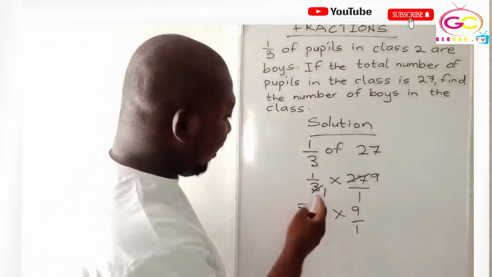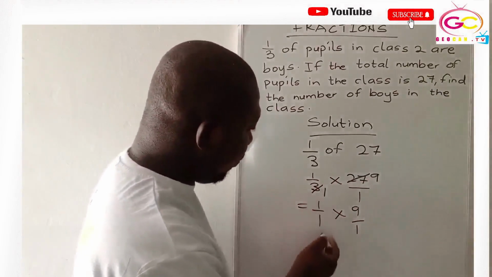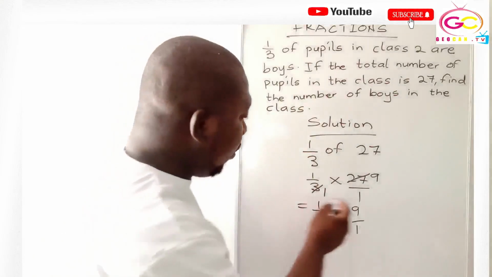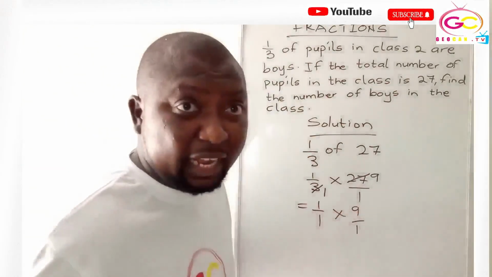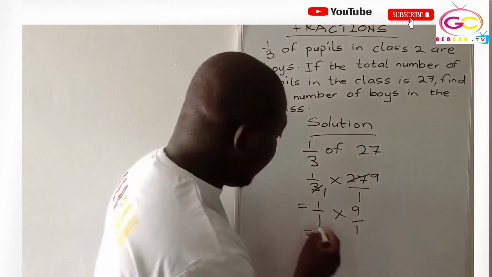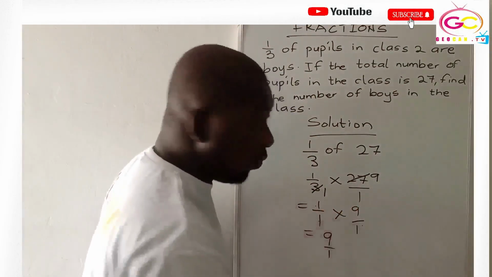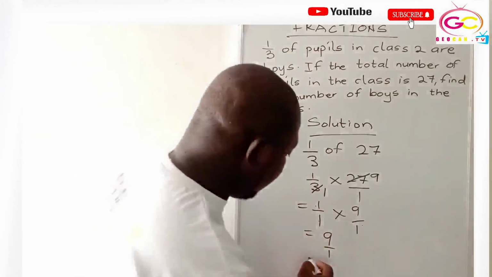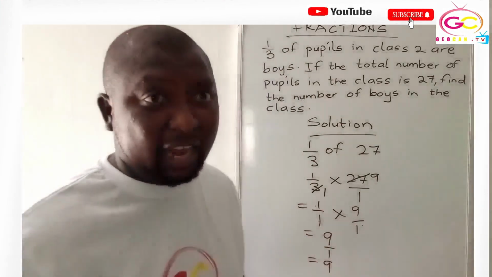over 1. Now, can we cancel vertically? No, we can't cancel again. Then we can just multiply horizontally because we can't cancel again. Good. So 9 times 1 will give us what? 9. And 1 times 1 will give us what? 1. Right? And any number over 1 is the same as that number. So it will give us 9.